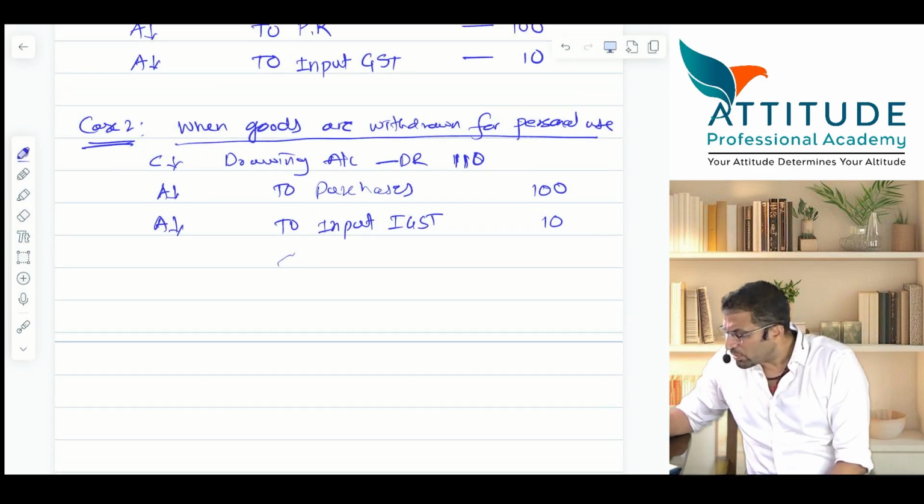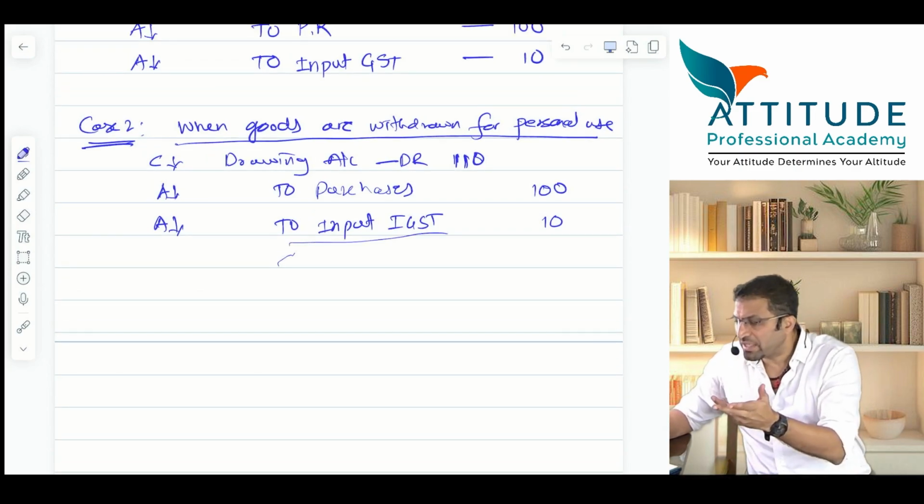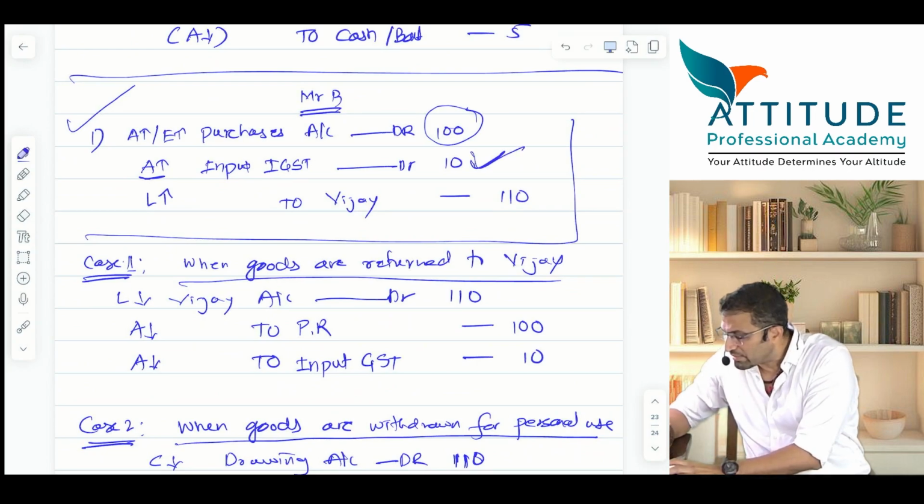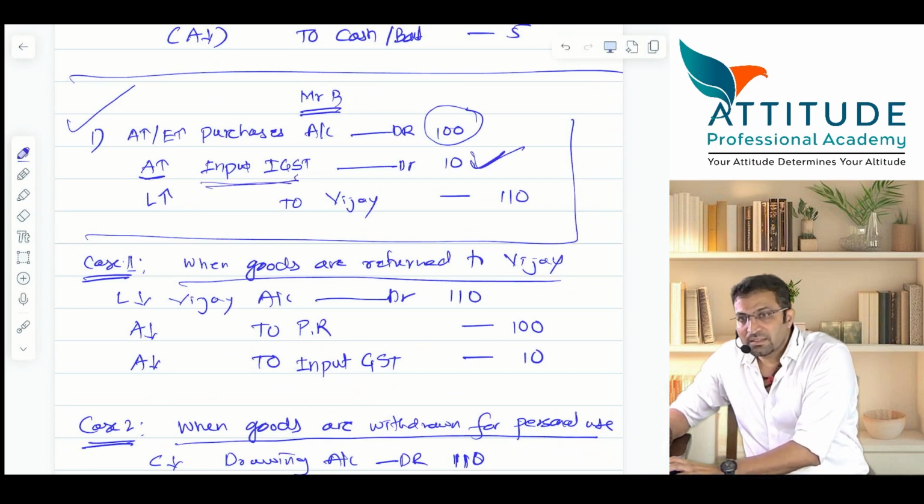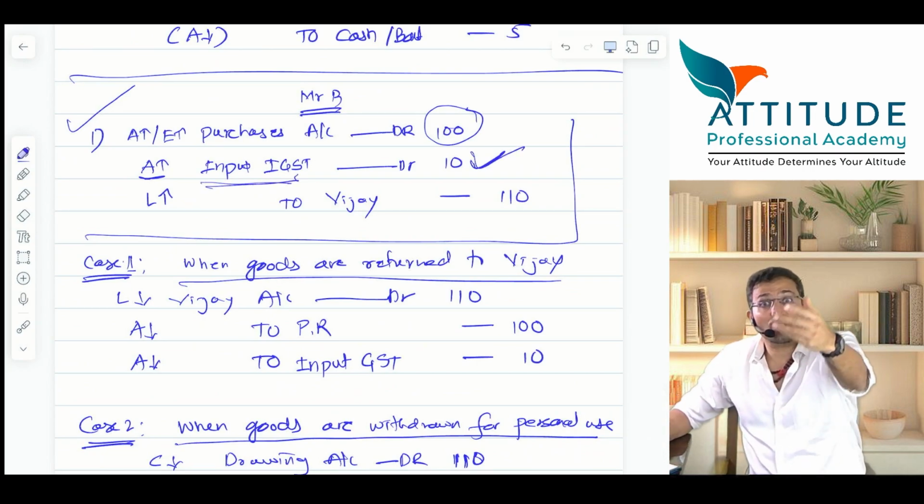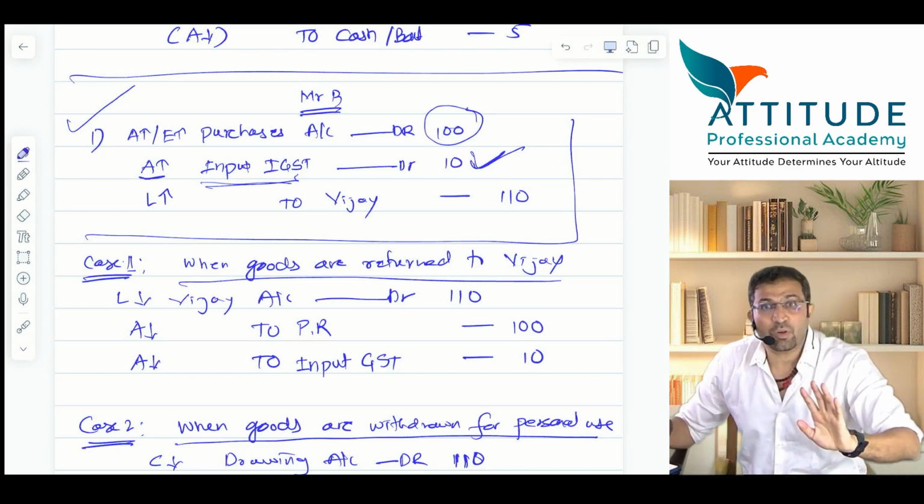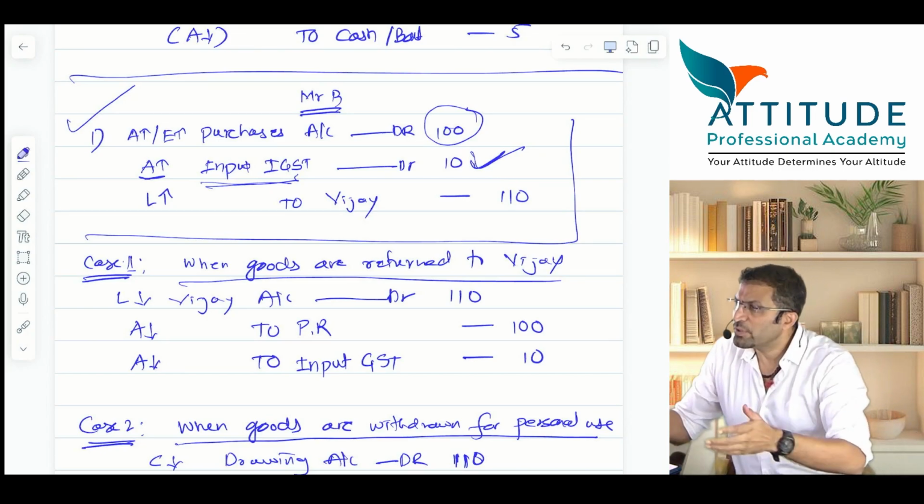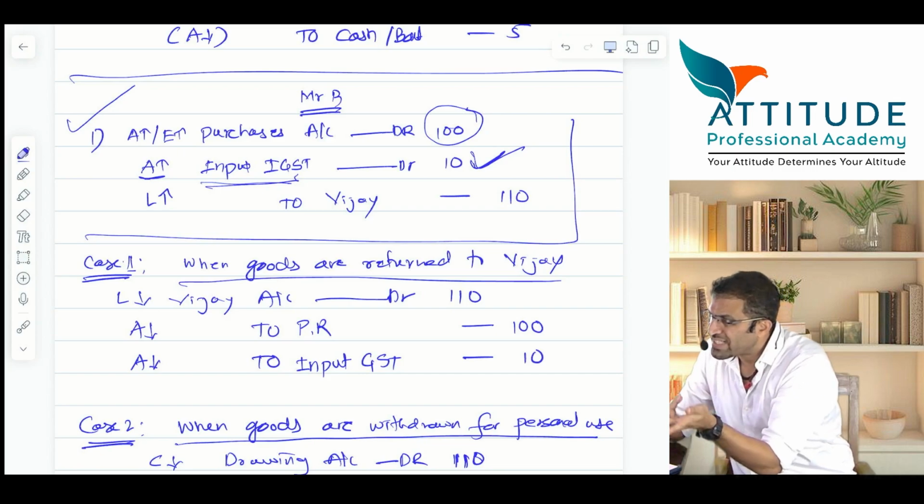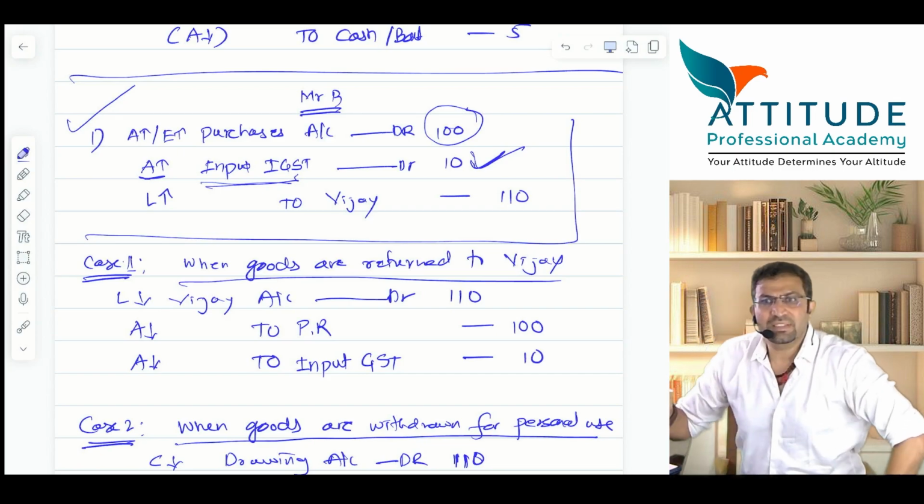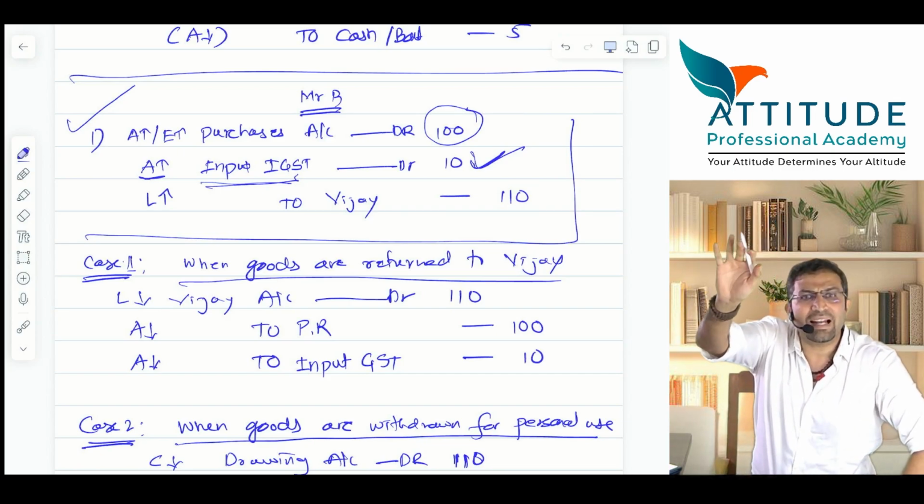Sir, फिर मेरे को ये मिलने वाला नहीं, अभी input IGST नहीं मिलने वाला. Here you have shown it as receivable. Debtor. You will not receive because you have not sold the goods. You have utilized for your own use. When you utilize for your own use, input IGST should get reversed. Is that clear? समझ में आ रहा है?